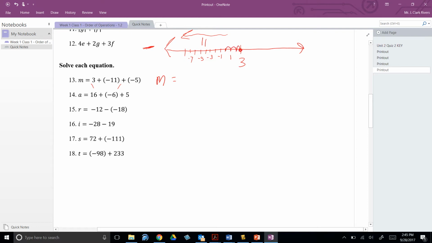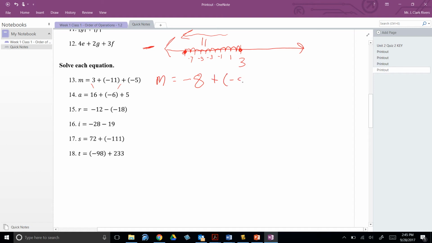1, 2, 3, 4, 5, 6, 7, 8, 9, 10, and 11. So I end up here at negative 8. So we get negative 8. Another way you could have done that, you could have said which number is further from 0. Negative 11 is further from 0, so that negative is going to dominate. We know our sum is going to be negative here. How far is 3 from 11? 3 and 11 are 8 apart, so negative 8 is what we get.